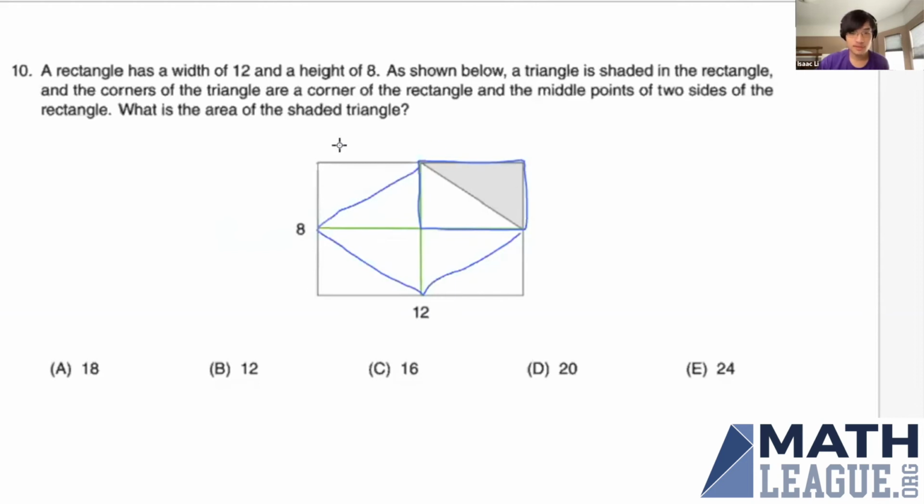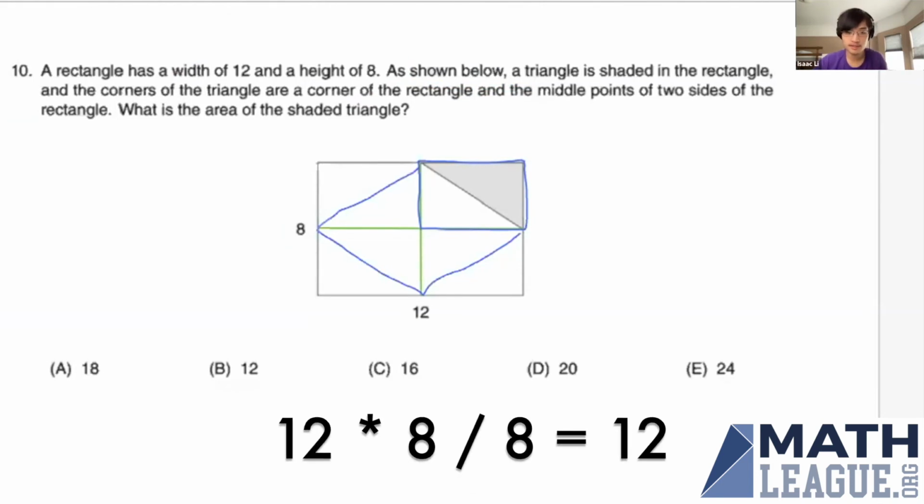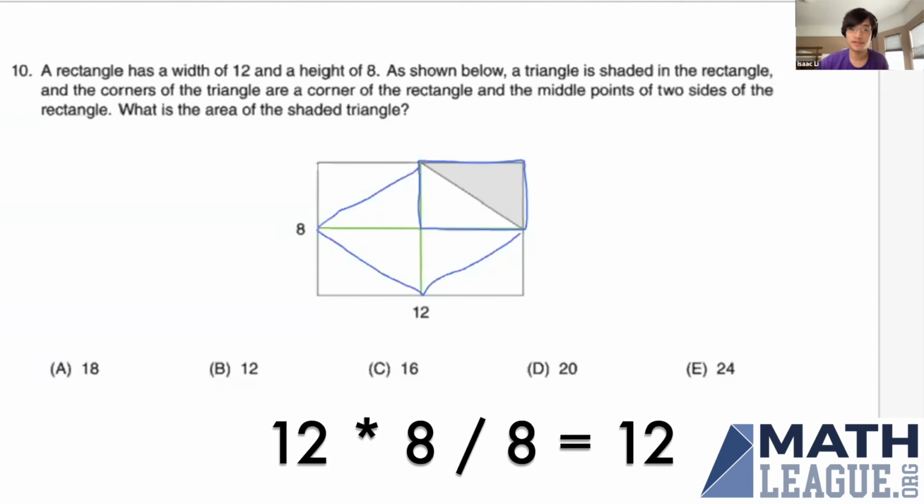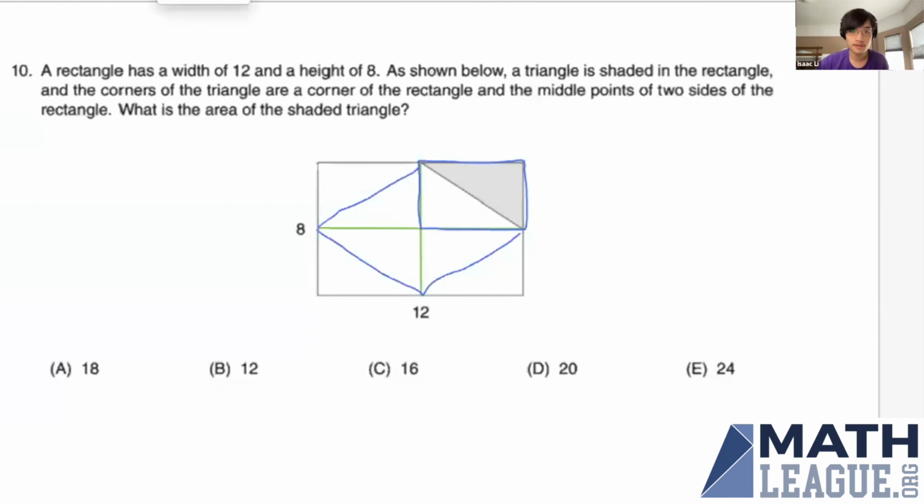So now, since we know the area of the rectangle, we can find the area of this small triangle. It should just be 1/8 of the area of the rectangle. And that is simply 12 times 8, and then divided by 8. And these 8s cancel out. 12 times 1, and it's 12. So this is our answer.